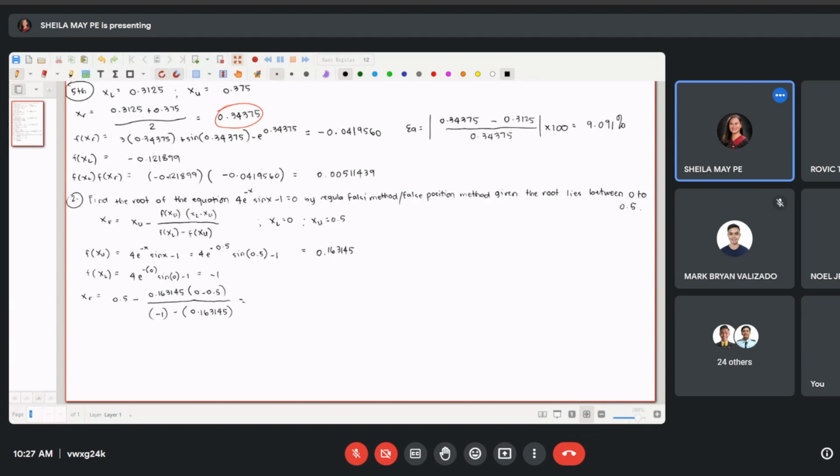That's 429,869. 0.429869. So this is our XR.